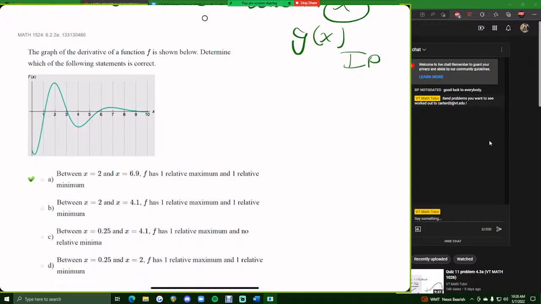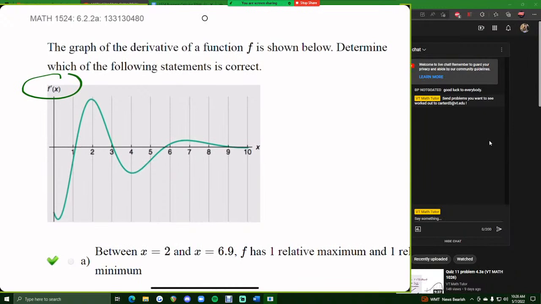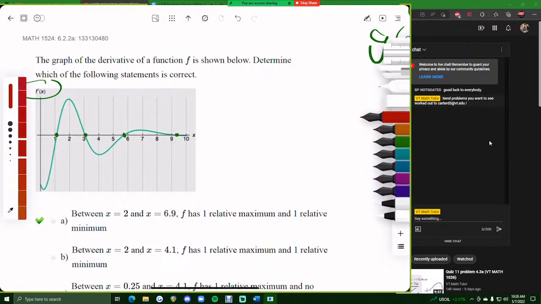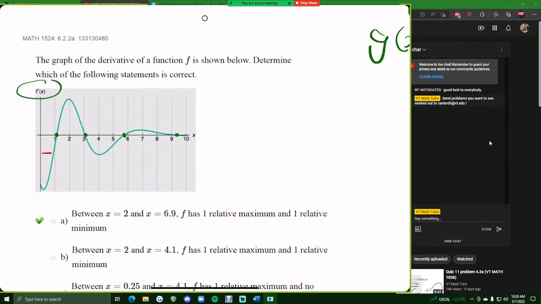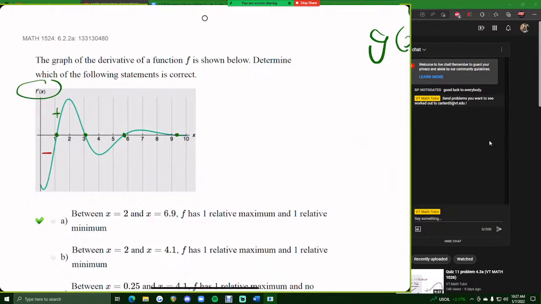Let's see if we can do some fun stuff. Here's another good graph one regarding f prime. You will find where f has maxes or mins when you're given f prime when you look at the x-intercepts. X-intercepts of f prime tell you whether it's a max or a min. Specifically, where it crosses from below to above, or when f prime changes from negative to positive, that's where f is changing from decreasing to increasing.